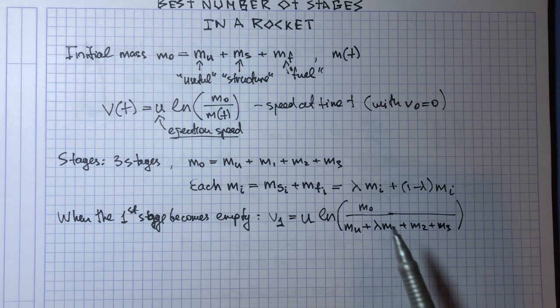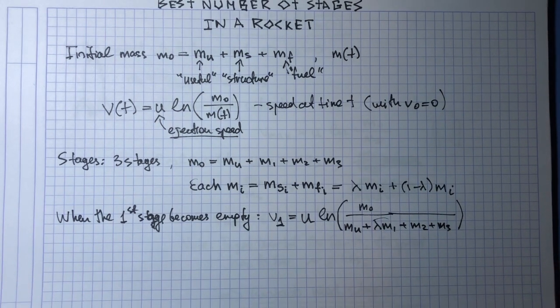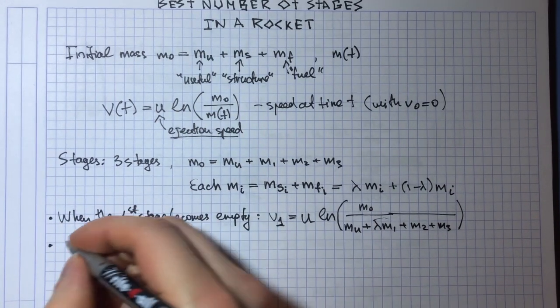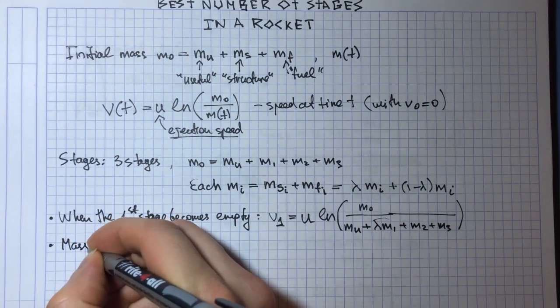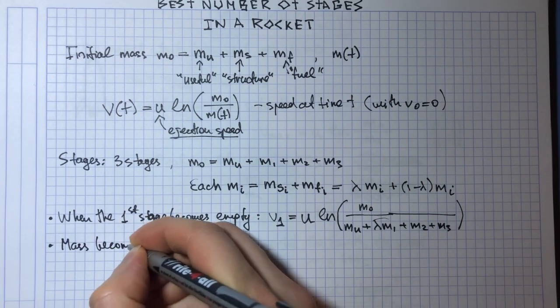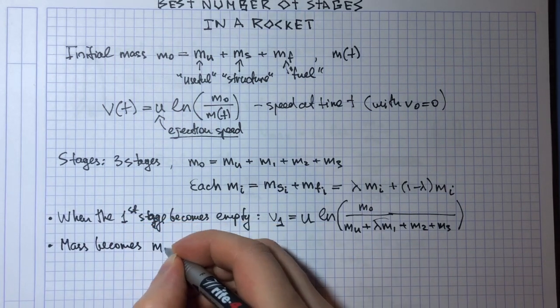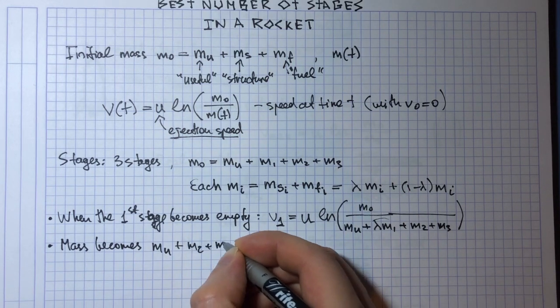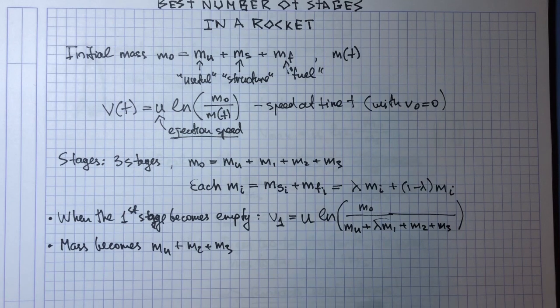So then what we assume is that the first stage separates, so this lambda m1 disappears. So then the mass becomes mu plus m2 plus m3, and we assume it happens instantaneously, and we keep flying.